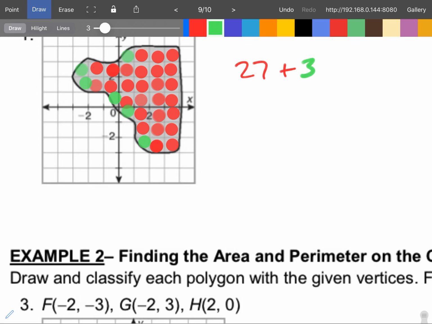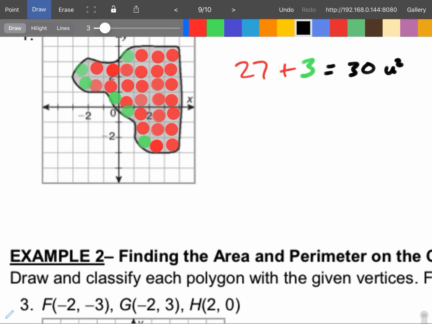And then our answer is just 30 square units. I'm just going to leave it as 30. You could put unit squared if you want, or some people will write U squared. And that would just depend on the units. So whether the grid was set up in meters or feet or inches, it would be inches squared.